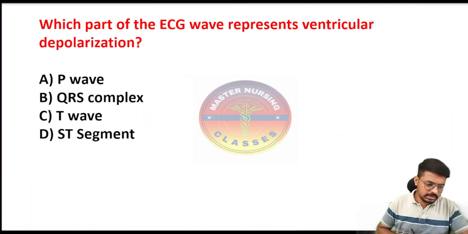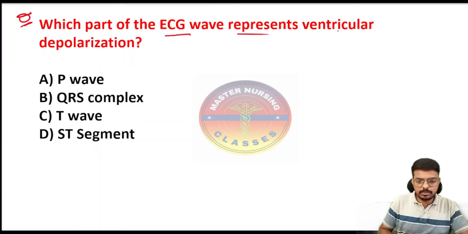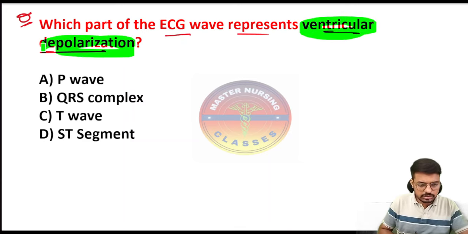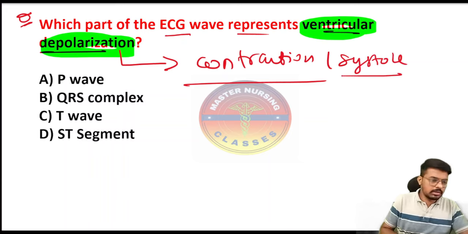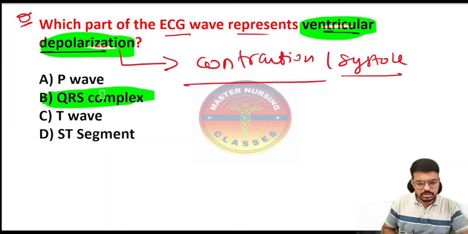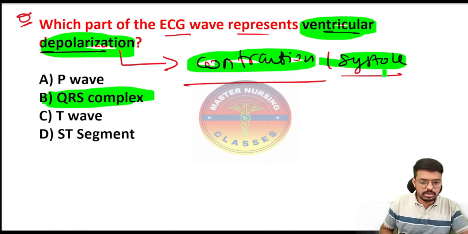Okay, so the next question is like this. People can easily answer now. Which part of the ECG wave represents the ventricular depolarization? Just now we have discussed. That is the ventricular depolarization, meaning the ventricular contraction, or we can say the ventricular systole. Which wave represents this? Yes, almost all of you have given the correct answer. It is the QRS complex, which indicates the ventricular contraction or ventricular depolarization or ventricular systole.